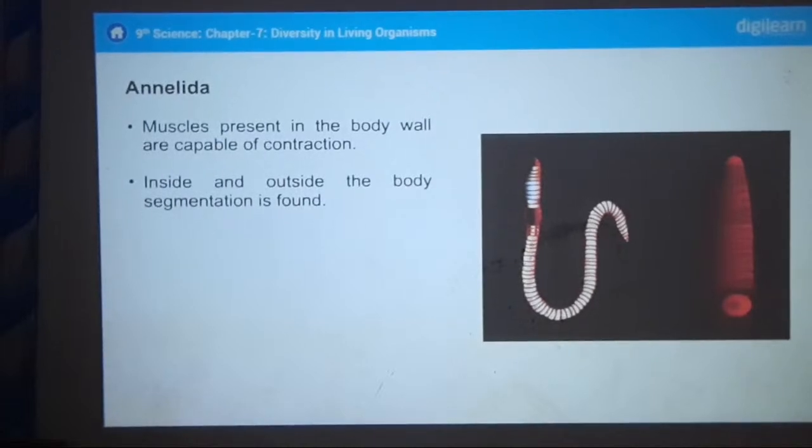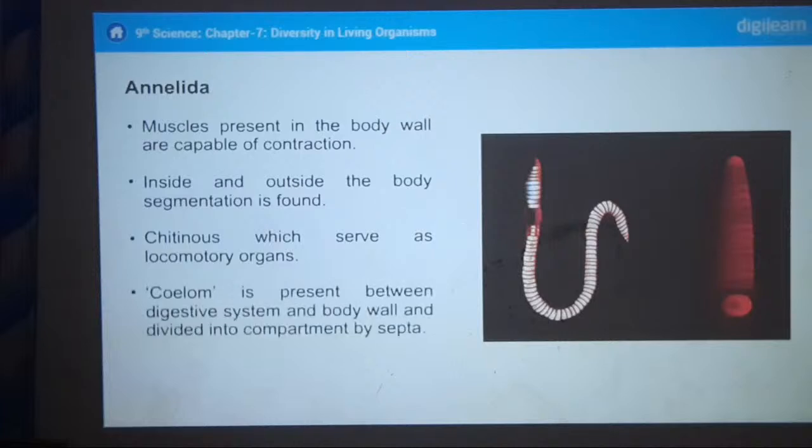Segmentation is found outside and inside the body. In each segment, there is a representation of different organ systems. Chitinous setae serve as locomotory organs. Setae are found in earthworms. In the case of Nereis, fleshy parapodia serve as locomotory organs. The cavity present between the digestive system and the body wall is called coelom. The fluid present in the coelom is called coelomic fluid.